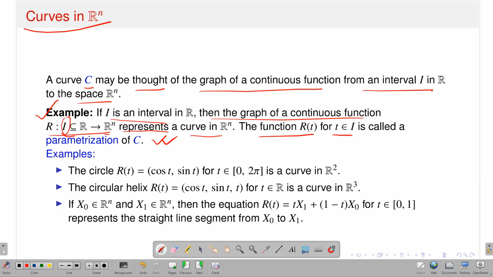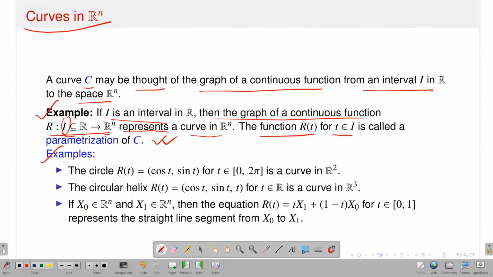So a curve C is nothing but the graph of a continuous function from some interval I subset of R to R^n, if I want to talk about a curve in R^n. And once I have that function capital R, R of t for t running over the interval I is called the parametrization of my curve C.